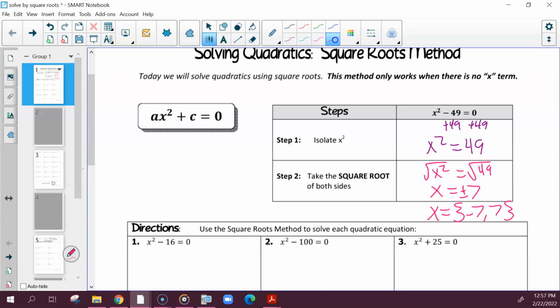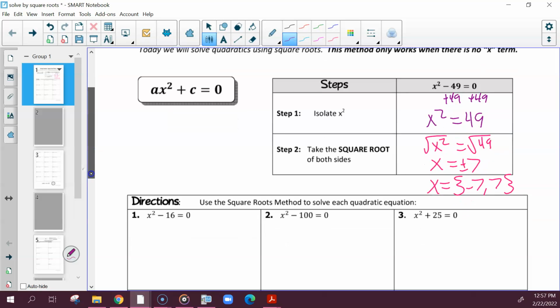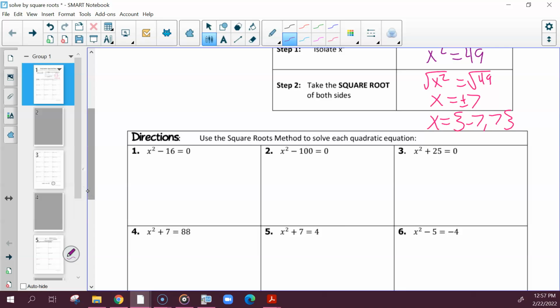Right? Let's try some other examples. For number 1, we need to isolate that x squared, so we're going to add 16 to the other side. And then take the square root of both. So we're going to have x equals, remember that these now are always going to be plus and minus, because there's a positive and a negative version of this that would work. We know the square root of 16 is 4. So our answers would be negative 4 and positive 4.